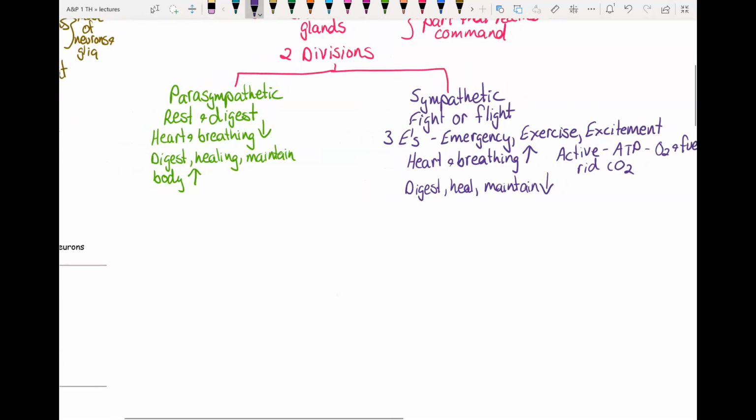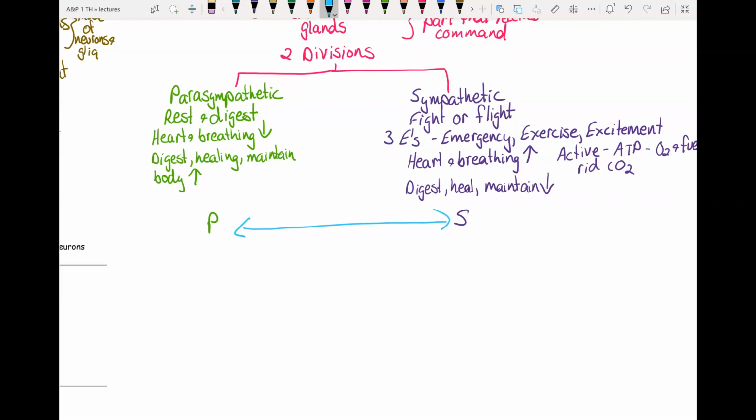So you tend to switch back and forth between these or be somewhere in between. It is a continuous scale. So you can have parasympathetic at one end, sympathetic at the other end. You slide back and forth. You could be here, or you could be here, or over here, or right in the middle. So depending on what's going on with you, you slide back and forth.